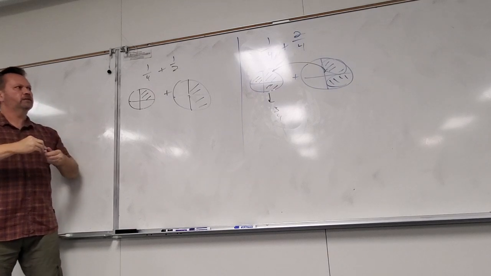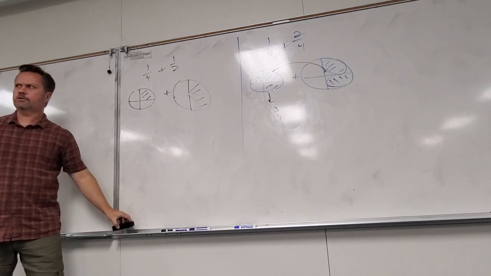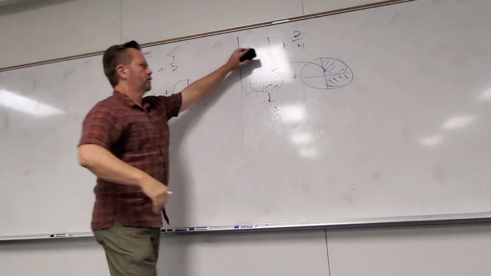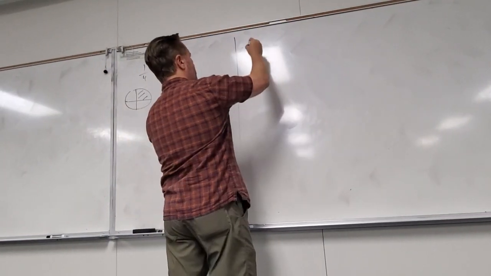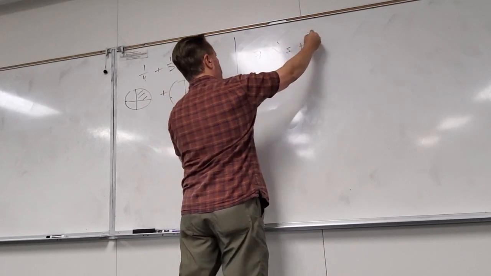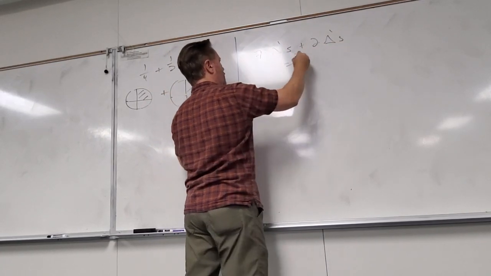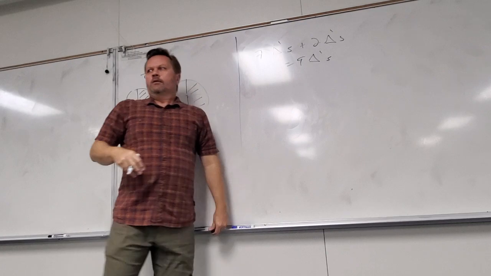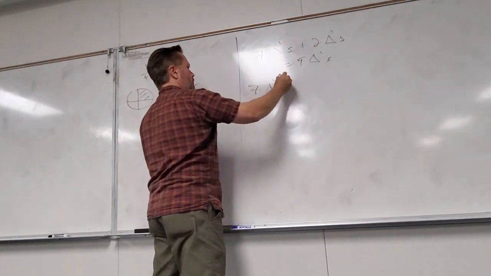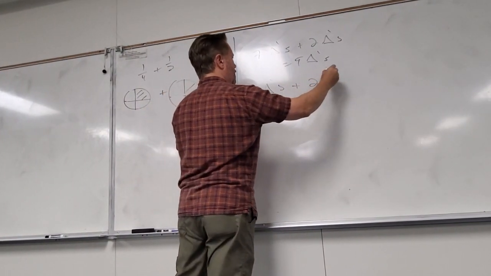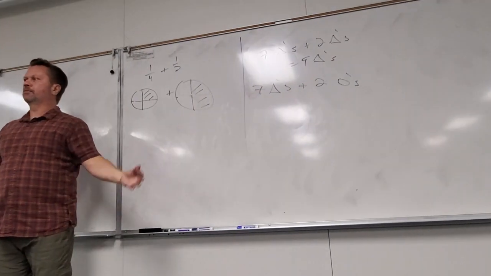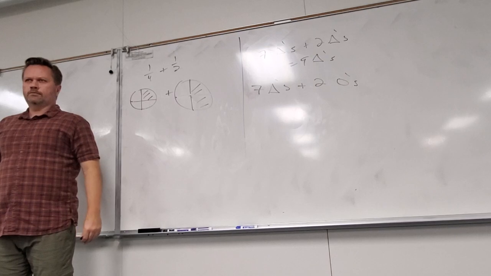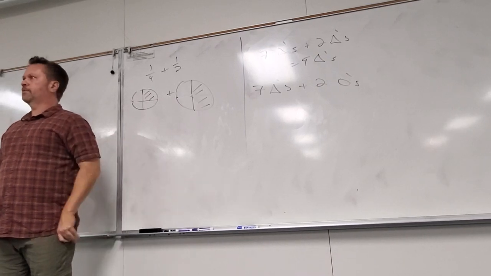Another way you can explain it, you can do like terms with them to some degree. So for example, if I have 7 triangles plus 2 triangles, that's 9 triangles. But if I have 7 triangles plus 2 circles, is that 9 somethings? No. It's not 9 triangle circles. That doesn't make any sense.